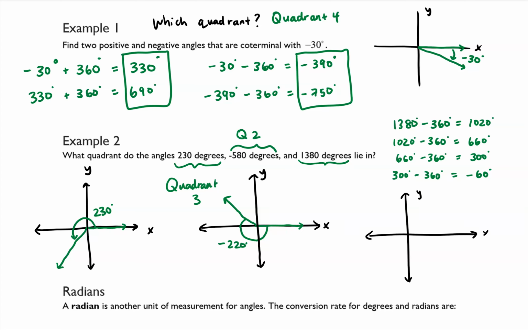So here is my y-axis and here's my x-axis. Since it's negative, I'll be traveling clockwise. Here is my initial side, and negative 60 is going to be about maybe a little bit more than that. So this angle here would be negative 60 degrees, and so the terminal side is in quadrant 4. So for this one, I'm going to put quadrant 4, and I'll just go ahead and box all of my answers really quickly. So that is how you would do number 2.